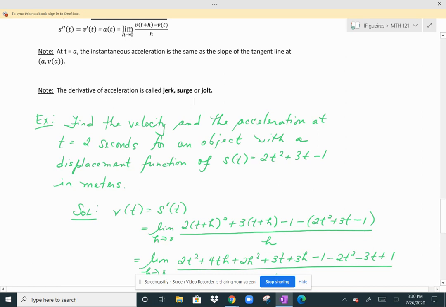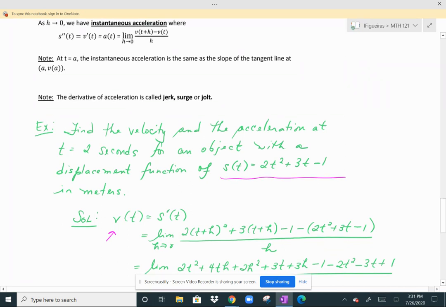All right, so here's an example. We want to find the velocity and the acceleration at t equal to 2 seconds for an object with a displacement function of s of t equal to 2t squared plus 3t minus 1. All right, so I need to compute my velocity at a single moment of time at 2 seconds, which means I need to compute a derivative.